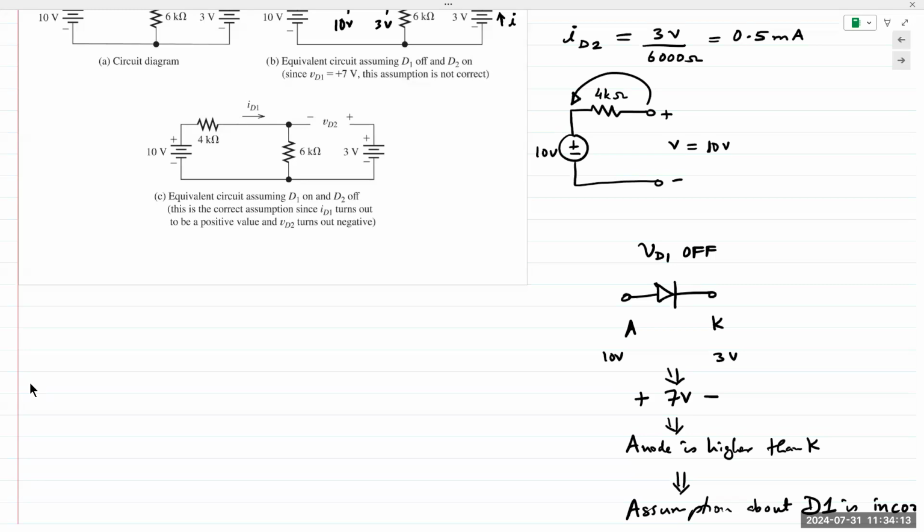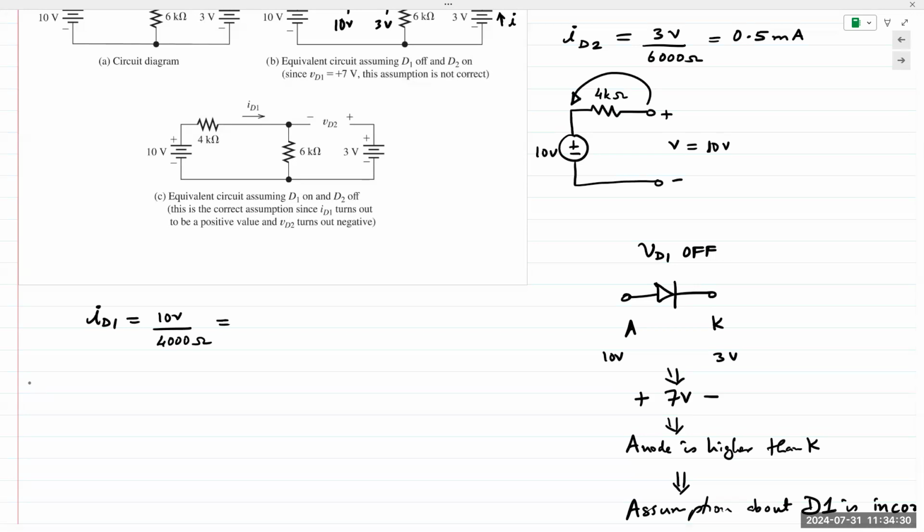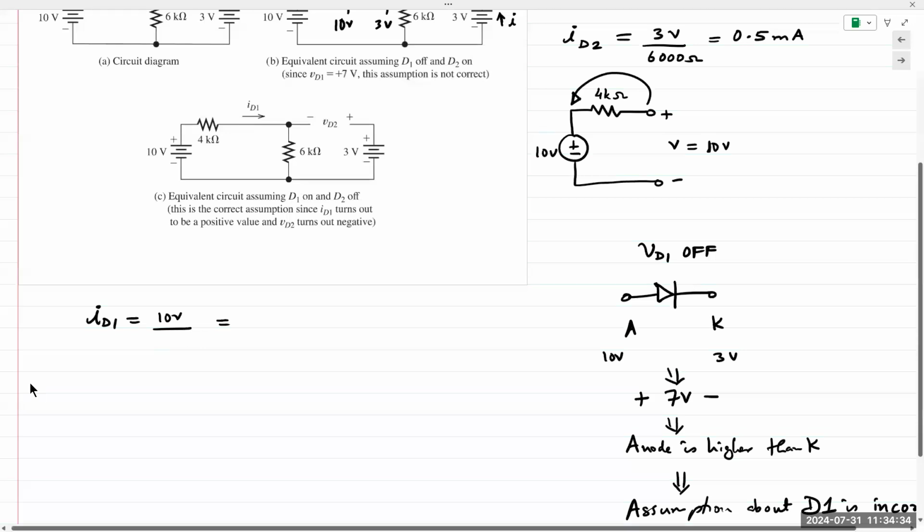So here we find ID1. Let's see. ID1 is simply 10 volts divided by 4,000 ohms. Okay, 1 over 400. Wait, oh, 6K, I forgot that. So my circuit is like this, right?